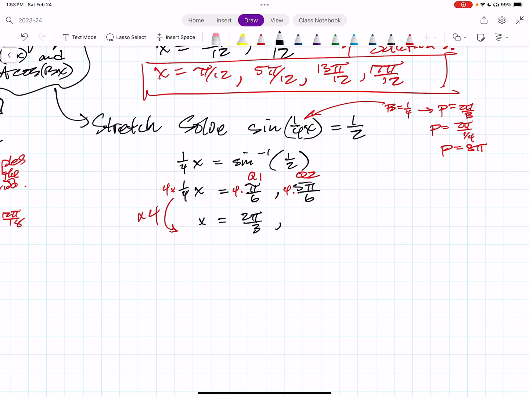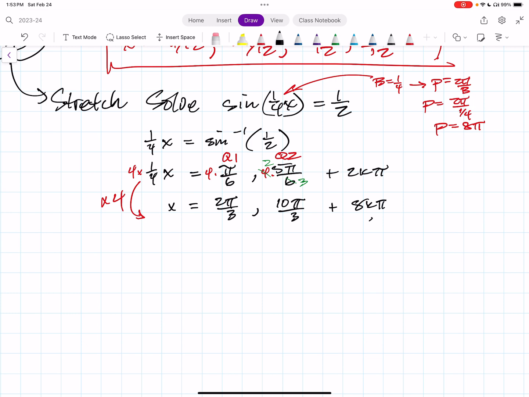And this one here, let's simplify. 4 times 5 pi over 6: 2 times 5 pi is 10 pi, so 10 pi thirds. And then, plus, well, initially it was 2k pi, but now it's 2k pi times 4, which is 8k pi. That is your new period. And if you want to get more solutions, an infinite number, you just keep on adding 8 pi, because we're talking multiples of the period, as I keep on saying.